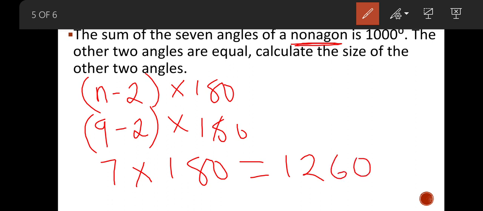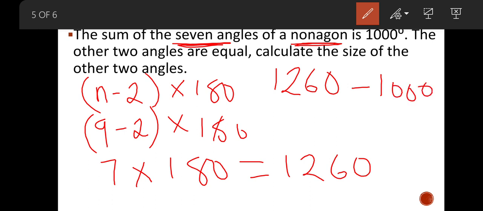7 times 180 is equal to 1260. The question says the sum of seven angles of the nonagon is 1000 degrees. So out of the 9 angles this shape has, 7 have already taken 1000. So it's 1260, which is the sum of the angles, minus that of the 7 angles, which is 1000. 1260 minus 1000 is 260. So this 260 is for the other two angles of the nonagon.